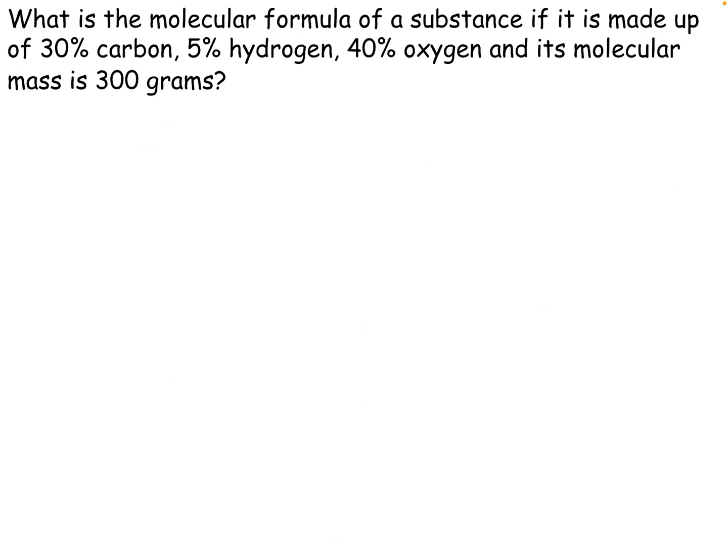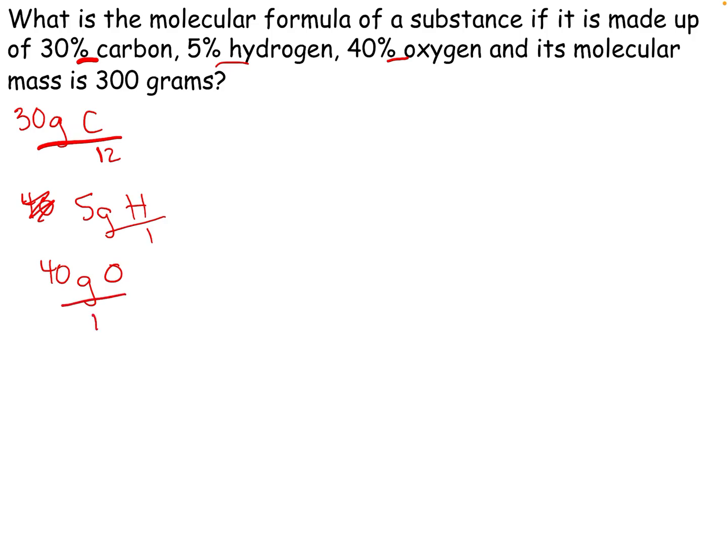What is the molecular formula of a substance if it's made up of 30% carbon, 5% hydrogen, and 40% oxygen? And then the molecular GFM is 300 grams. So first thing we have to do, change percentages to grams. So that's 30 grams carbon, I'll go in order, 5 grams hydrogen, and 40 grams oxygen. So that was our first step, percentages to grams. Then I need to divide by GFM to get moles.